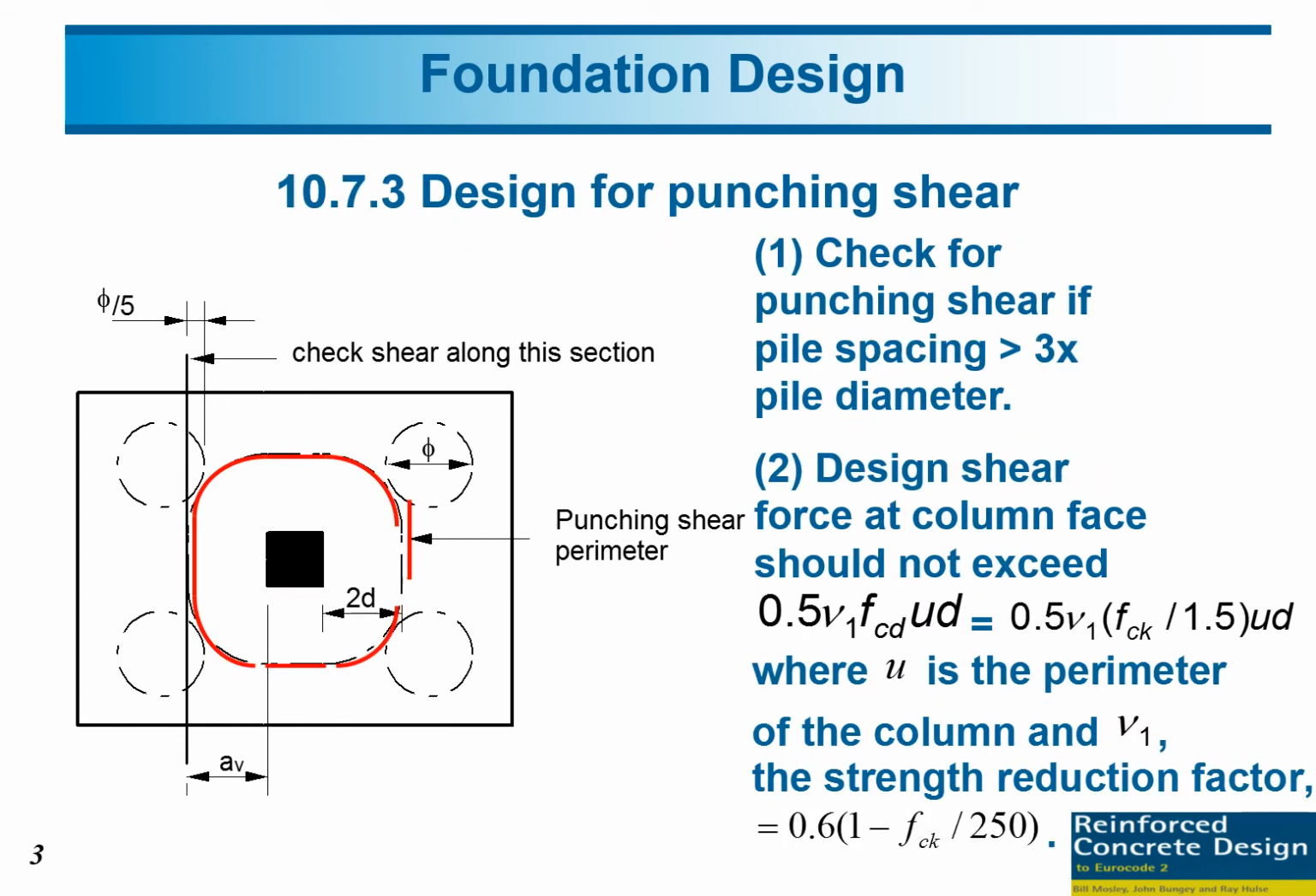And then design for punching shear. This slide you can see. First, check for the punching shear if pile spacing more than 3 times pile diameter. And then after that, design for the shear force at column first, and it should not exceed these two values, 0.5 multiplied by V1 FCD multiplied by U and multiplied by D. D is the effective depth of the pile cap. U is the perimeter of column, and then FCD is FCK divided by 1.5. 1.5 is the safety factor for material, in this case for concrete. And then V1 is the strength reduction factor. So how to calculate the V1? V1 equal to 0.6 multiplied by 1 minus FCK divided by 250.